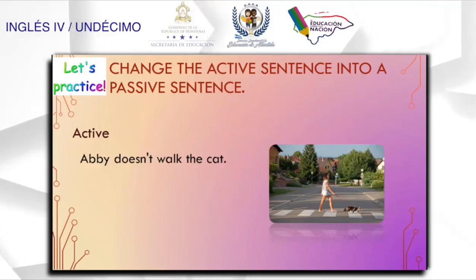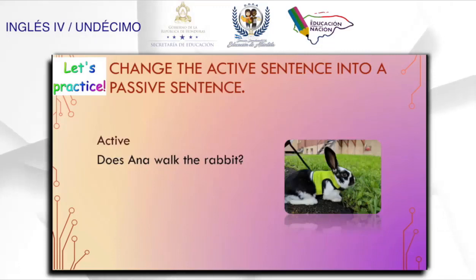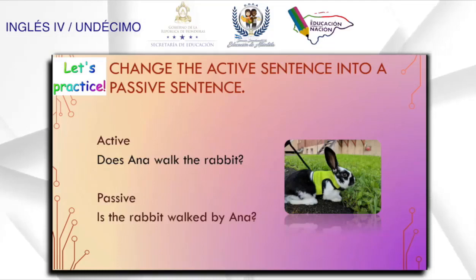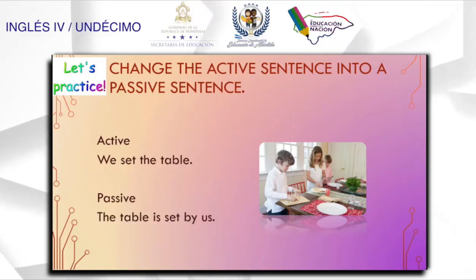Active sentence: Abby doesn't walk the cat. How would we change this sentence into a passive sentence? The cat isn't walked by Abby. Good job. Next one: Does Anna walk the rabbit? How can we change this sentence into passive? Passive: Is the rabbit walked by Anna? Good job. And the last one. The active sentence: We set the table. How are we going to change this sentence to a passive one? The table is set by us.